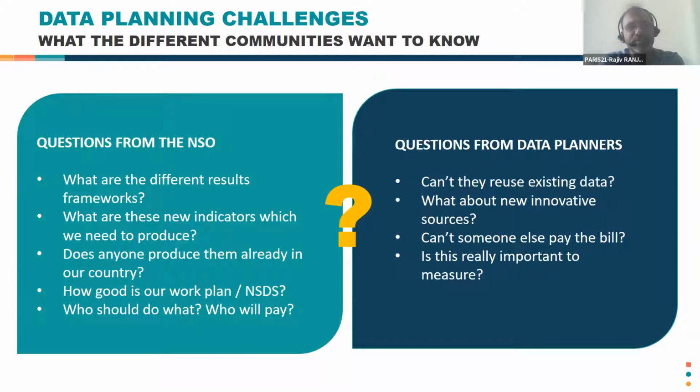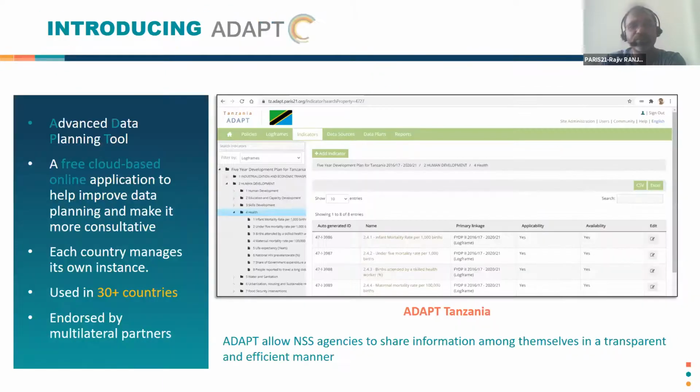And the first, the foremost question is, is it really important to measure? There are phenomena which require to be measured, and therefore you need to have a plan to produce indicators to measure those. But that is a decision that the policymakers do need to take, because each measurement costs. So those are some of the questions which get addressed by the use of ADAPT. This is how ADAPT typically looks when you are in the indicators page.